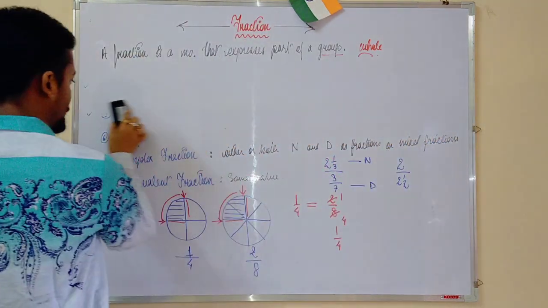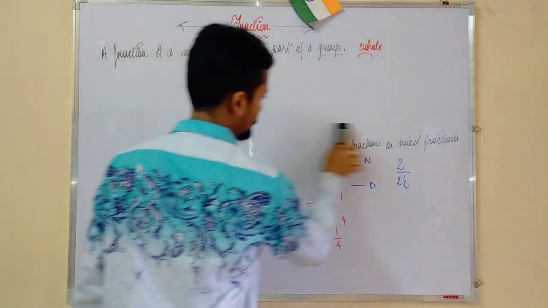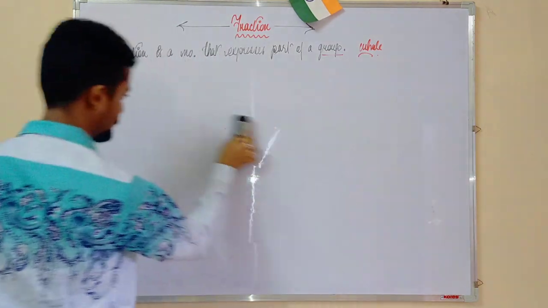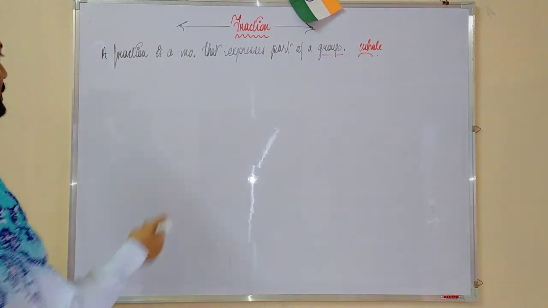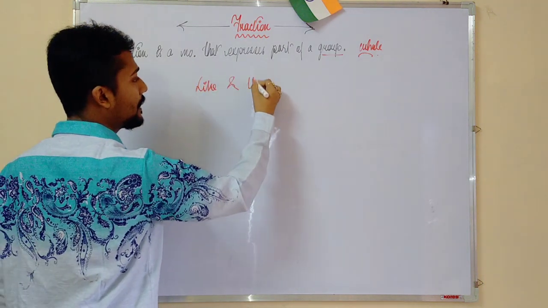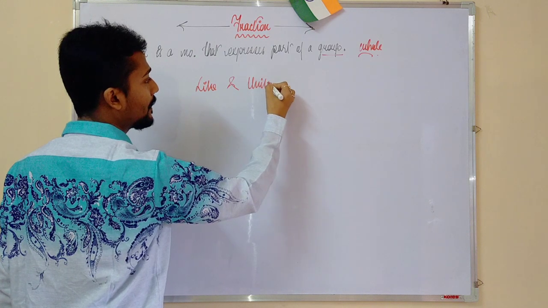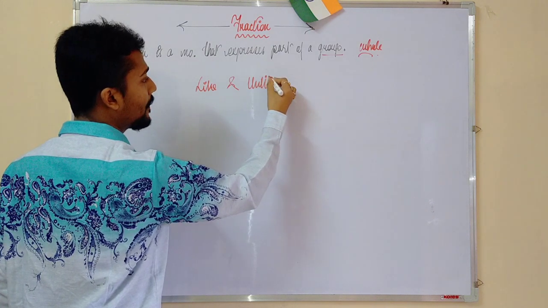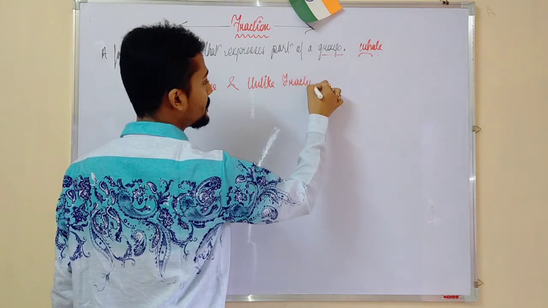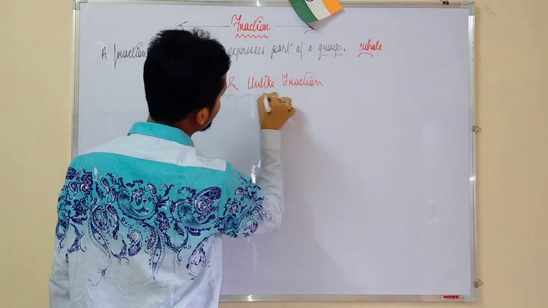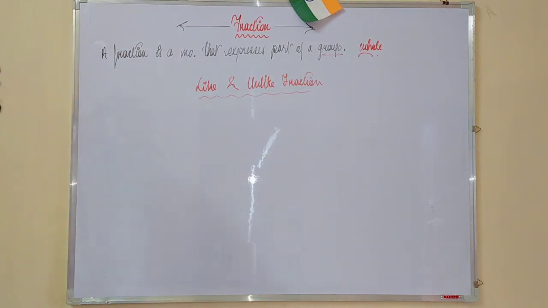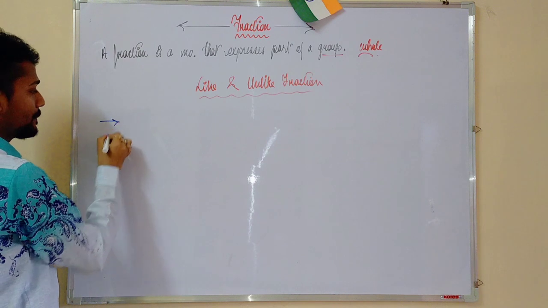Next comes the next category of fraction, like and unlike fraction. Now what are they? Now I will write certain fractions here. Two sets of fractions I will be writing.